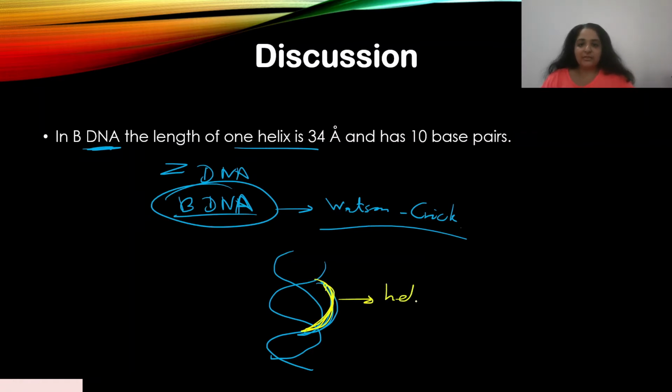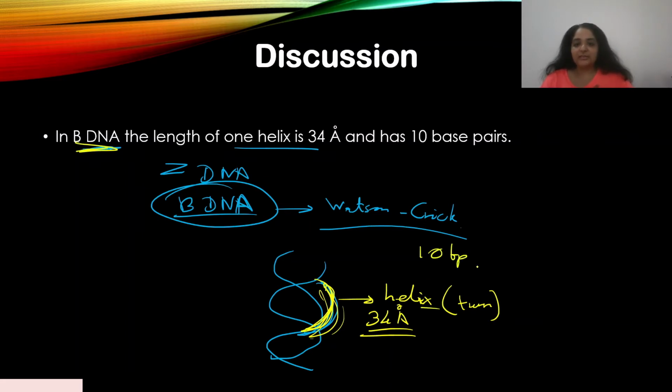So this is a helix or a turn. They call it a turn. Now the length of this helix is 34 Armstrong in bDNA. Remember it's bDNA, and this one helix has 10 base pairs. This one helix has 10 base pairs, and the length of that helix is 34 Armstrong. Basically, that's what it is.